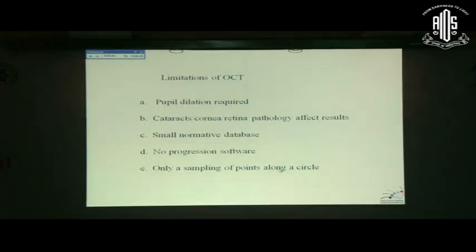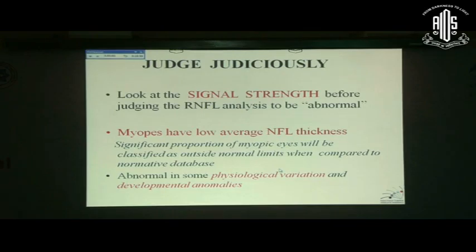The limitations of optical coherence tomography: to get a good signal strength, you need to dilate the pupil. Media opacities affect the results. The normative database is very small. There is no progression software, and it is only a sampling of points along a circle. So you need to judge judiciously, and look at the signal strength before judging the RNFL analysis to be abnormal.